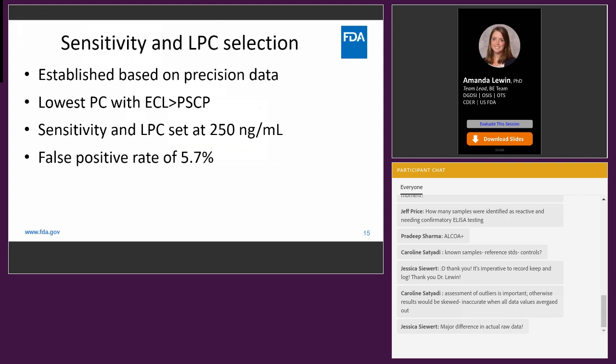As an additional justification for the determined sensitivity, the firm noted that there was a false positive rate of 5.7% for the individual lots tested in the cut point and specificity assessments, which is consistent with the recommended 5% false positive rate. They concluded that this suggested that the sensitivity was adequate.